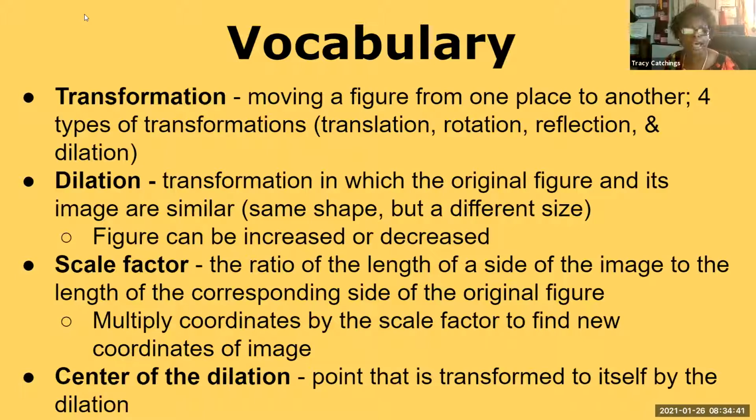Also with dilations, they have a scale factor. Someone tell us what a scale factor is. The ratio of the length of a side of the image to the length of the corresponding side of the original figure. Multiply coordinates by the scale factor to find the coordinates of the image. Good job. As we learned yesterday, if we know that scale factor, we can just multiply the coordinates to find those new coordinates. So scale factor is very important in knowing dilations.